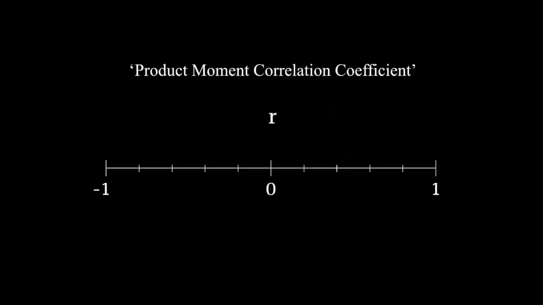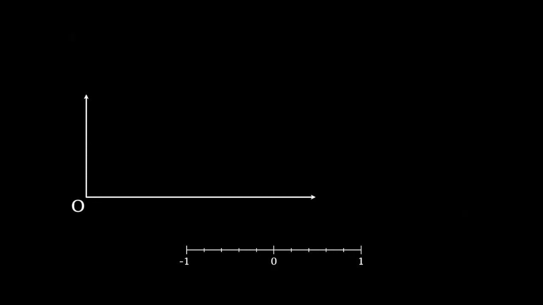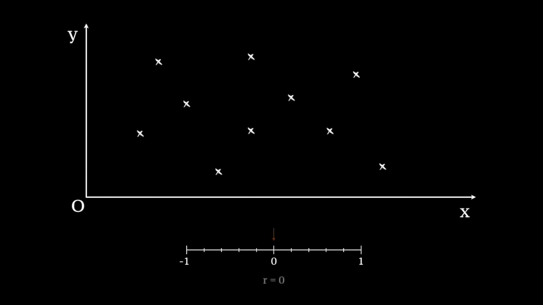The PMCC stands for Product Moment Correlation Coefficient. It allows us to measure the strength of linear correlation between two variables. We denote it by the letter R, and it takes a value between -1 and 1. If two variables have no linear correlation, then R will be 0 or close to 0.